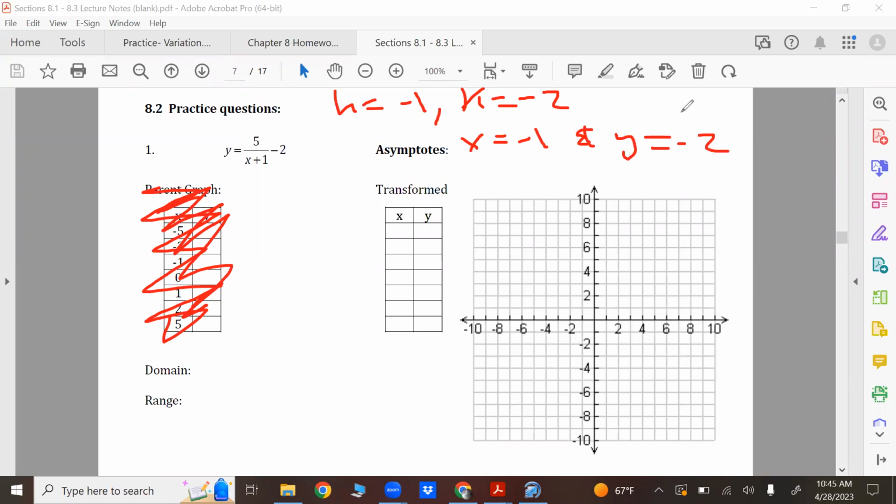So you're going to graph your asymptotes. So it's like the crosshair in these video games that involve shooting. Go ahead. No, you're not. Okay, good.